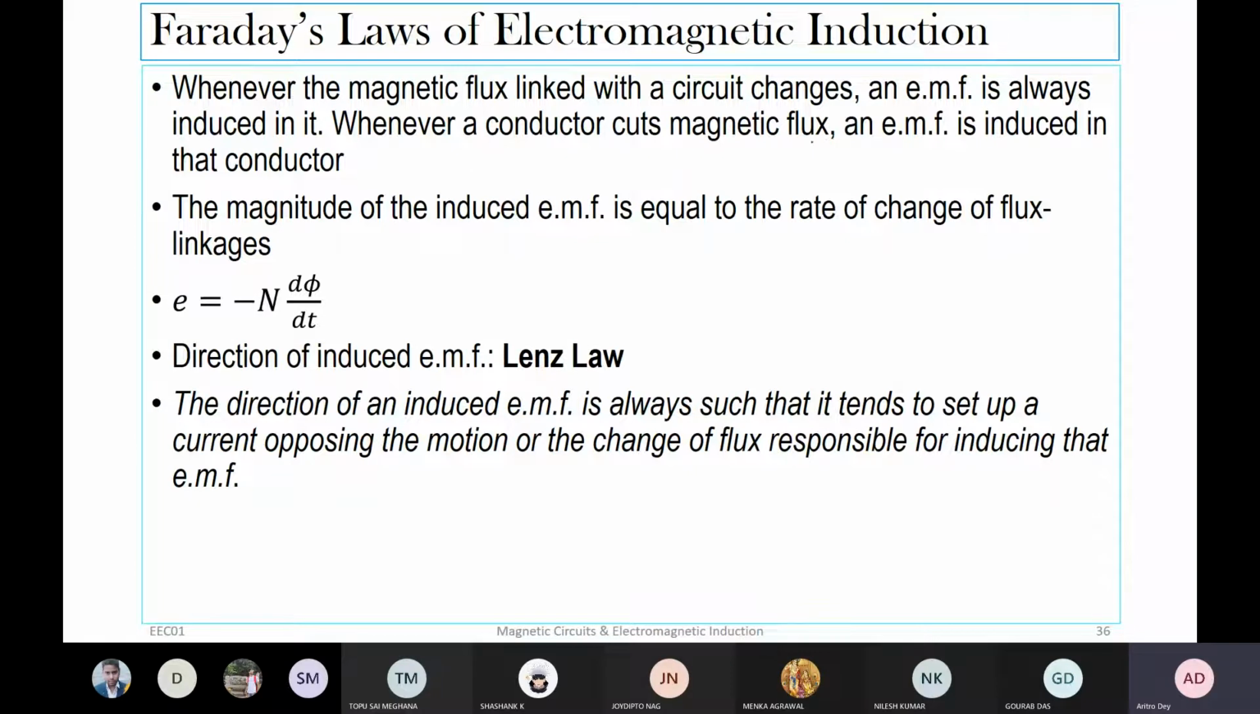Okay, so you can write the induced EMF like this, where E equals minus N d phi dt, or you can write it like this, minus d psi dt, where psi is equal to the flux linkage. Flux linkage means it is phi linked with N number of turns of coil.